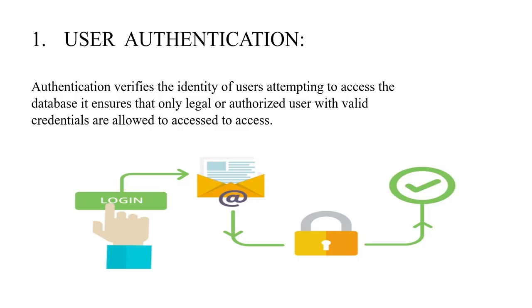Here authentication verifies the identity of users attempting to access the database. It ensures that only legal or authorized users with valid credentials are allowed to access. User authentication verifies the person who has the login password, the credential given to an individual to store their sensitive information in the database management system. They are legal authorized users. They should have valid credentials to acquire the data already stored in the database management system, which was stored by that person only. So it should be a legal authorized user with valid credentials. That is user authentication.